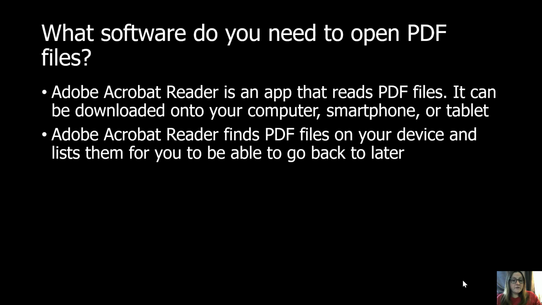Adobe Acrobat Reader finds PDF files on your device and lists them for you to be able to go back to later. So for example, it will open up and say, okay, here are the PDF files that we found once you download Adobe. It'll show you the ones that are on your computer, and you can go back to them later and send them or do whatever you need to do with them. So it just goes through and finds them. Even on your phone or tablet, it'll do the same thing.